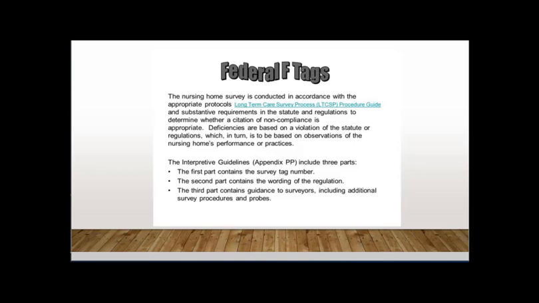So we have federal F tags, our state guidance, and then our federal guidance. When we do a survey, the survey team comes in and does it based off of the federal guidance, and they also have their state guidance. An annual survey comes to your building between 12 and 15 months. 15 months is the max. So they want the surveyors to have it done as best they can in that 12 to 15 month time frame.